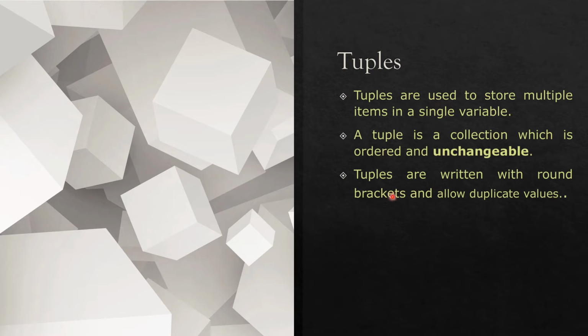Next, tuples are written with round brackets, like lists are written with square brackets, and dictionaries are written with curly brackets. Tuples are written with round brackets, and they allow duplicate values. It means you can add duplicate values to the tuple.